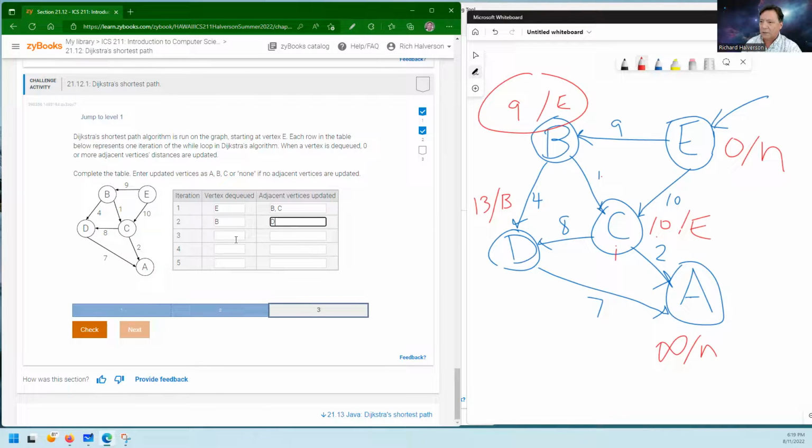Okay, what's next? What's dequeued next? It's going to be the smallest one that hasn't been visited yet, and that would be 10. That would be C. And which vertices are updated when we process C? Well, A is certainly going to be updated because it's infinity. So to get from E to A, going through C, you go 10 and 2, so that's 12, and this is going to be C. So I'm going to put 12 slash C. So A is updated.